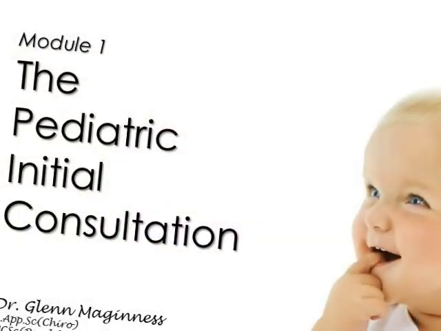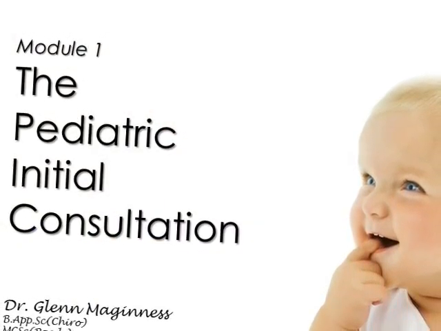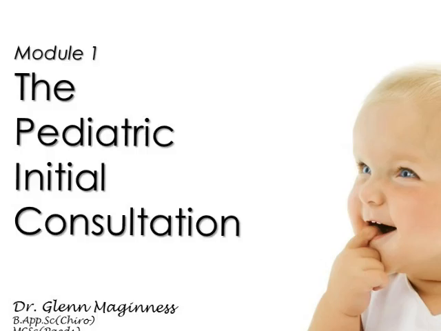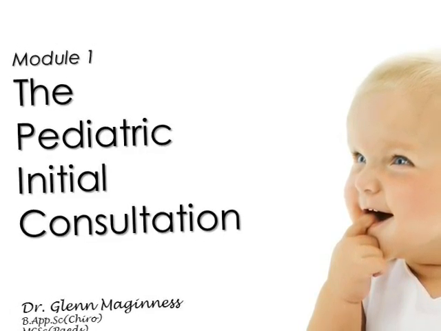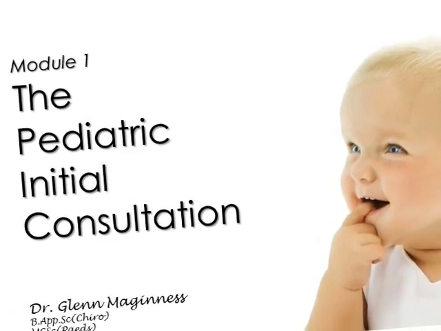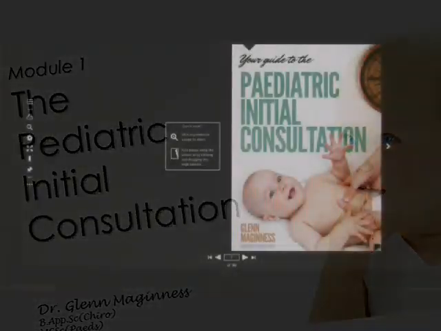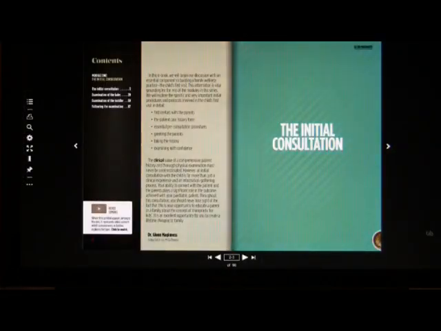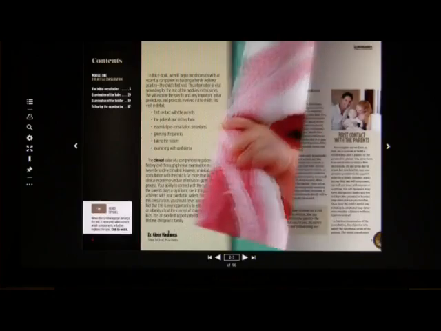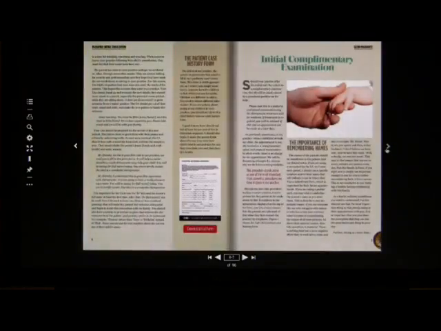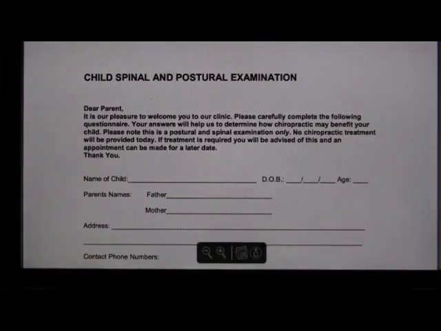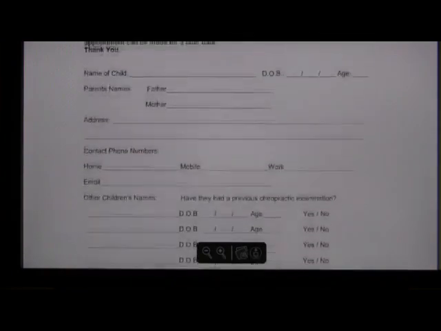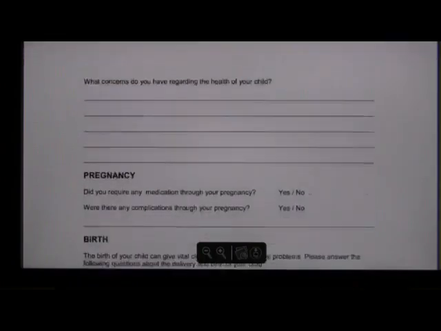So let's have a brief look at each module. Module 1 covers the initial consultation and is presented as a 96-page ebook which includes over 55 videos, as well as a child patient case history form which you can download to your computer and print on your office stationery. This form collects all of the relevant information you need from the parents, including details of the pregnancy, the birth, the child's medical history, plus so much more.